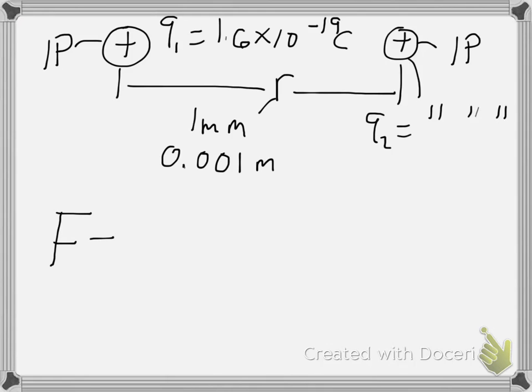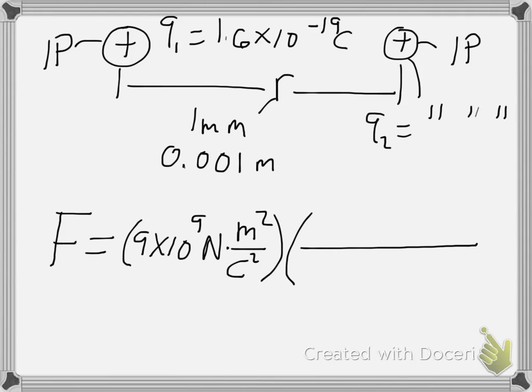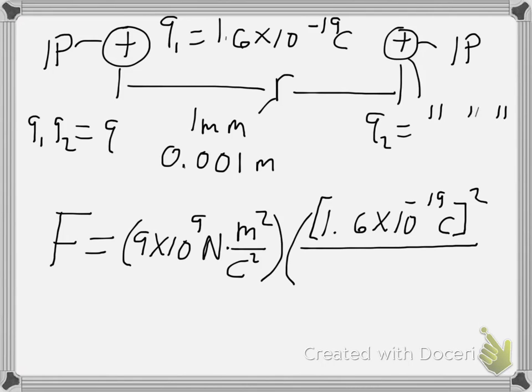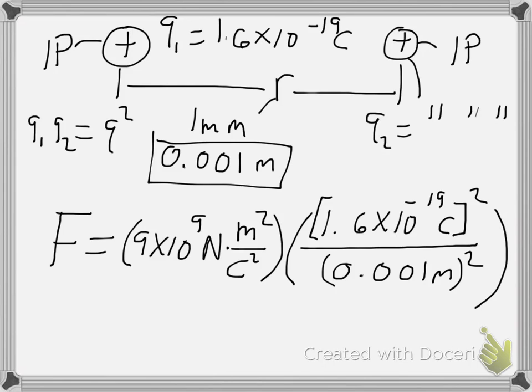All right, so now let's set up Coulomb's law. So the force between these, F, is going to be equal to 9 times 10 to the 9th newtons times meters squared divided by coulombs squared, times 1.6 times 10 to the negative 19 coulombs. And I can actually square this value because Q1 and Q2 are the exact same thing. So if I take Q1 times Q2, if they're the same thing, then this is just the same thing as Q squared. And so I plug that in, and then I need to divide by the square of the distance here. So I will take 0.001 meters quantity squared.